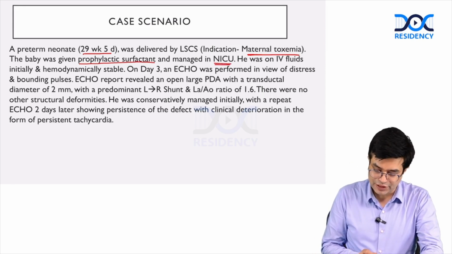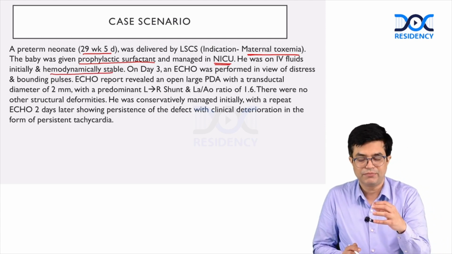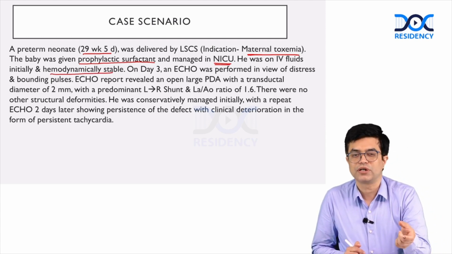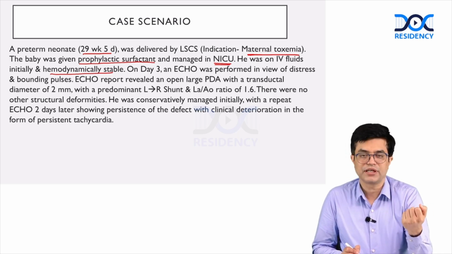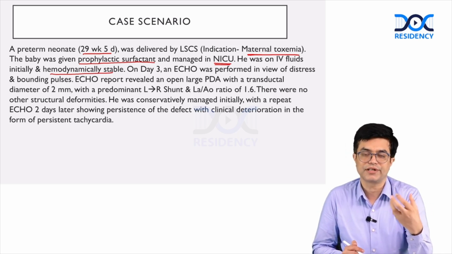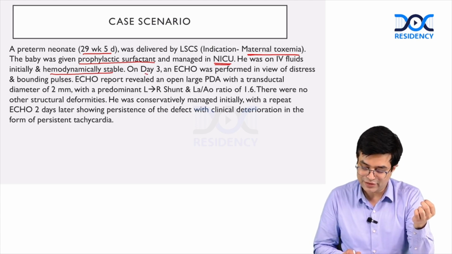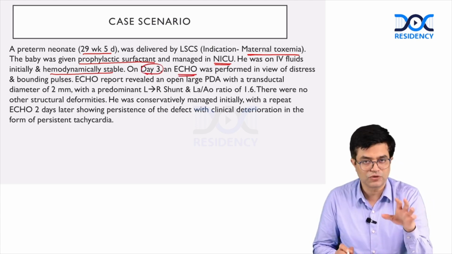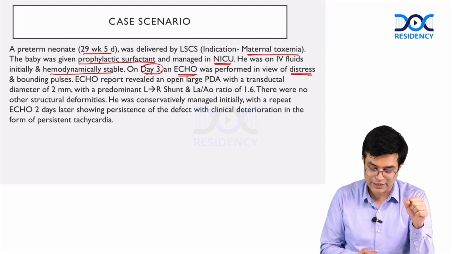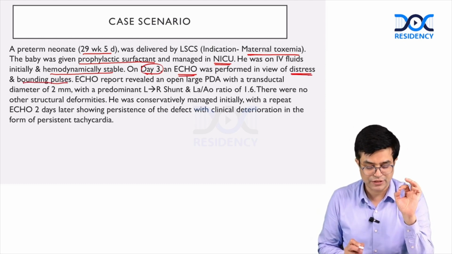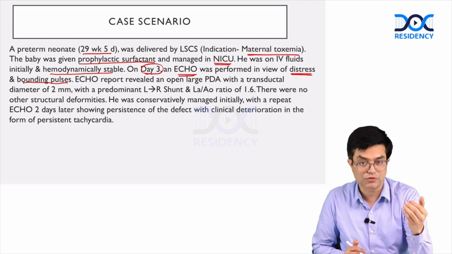He was on IV fluids initially and hemodynamically stable. Normally, we plan an echo after 24 hours, usually around 36 hours or so. But in this child, because he was in ICU and surfactant had been given, and the logistics are also there, on day 3 an echo was performed. No harm in that. The echo was performed in view of some distress and bounding pulses in the patient. The child was otherwise stable.